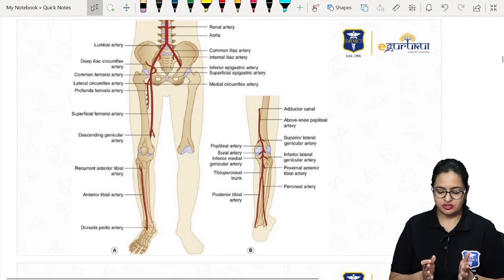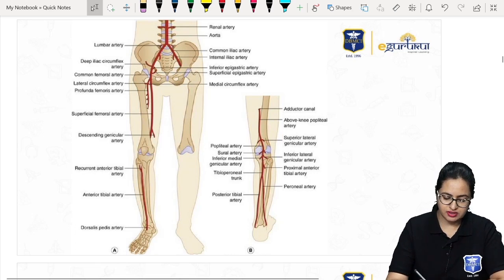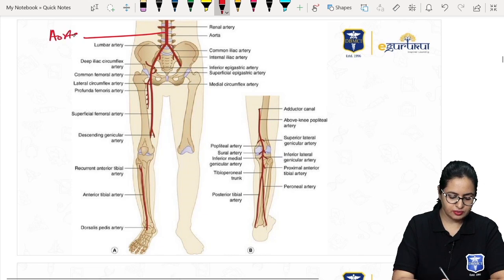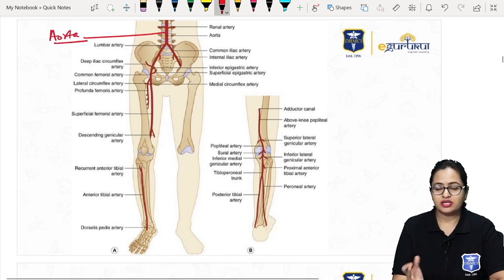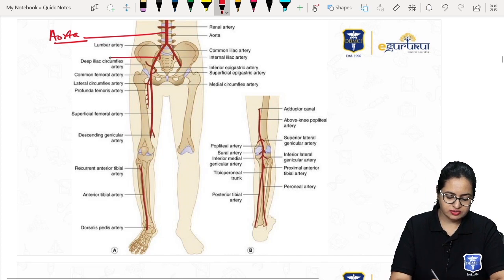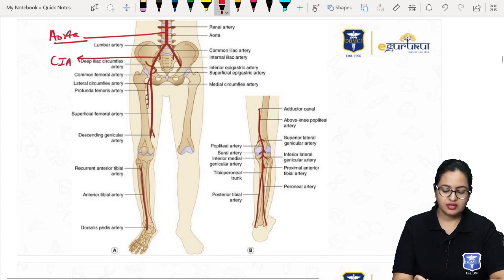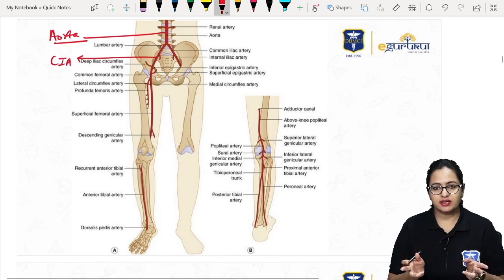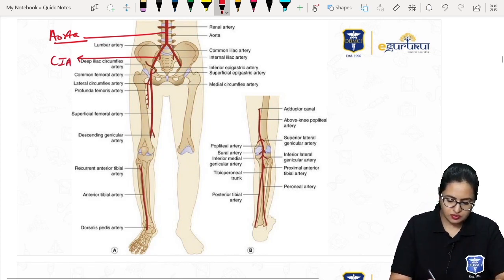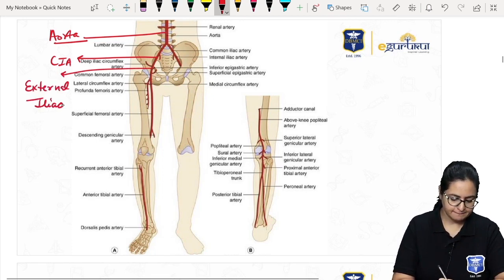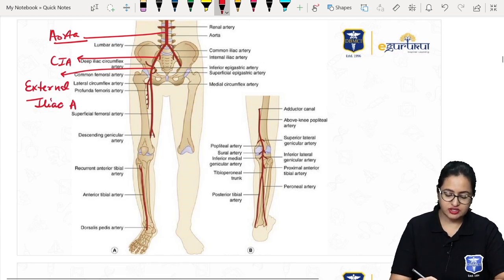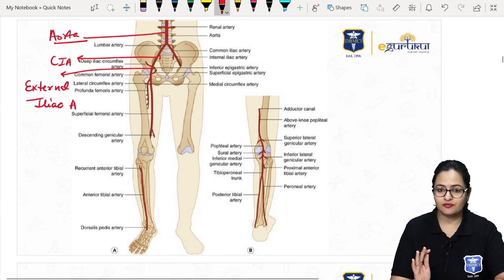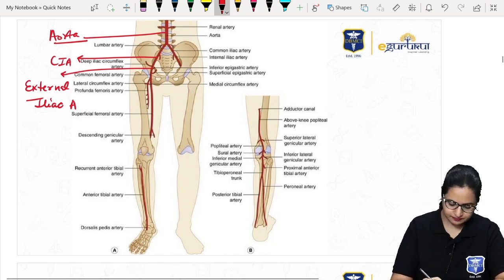Talking about the posterior tibial artery, we know that it is one of the arteries of the lower limb, and when we talk about the arteries of lower limb, if we say that this is aorta, the abdominal aorta, it gives off common iliac artery. So this one is common iliac artery. The common iliac artery divides into external iliac artery and the internal iliac artery. So the artery which is present over here, this is external iliac artery.